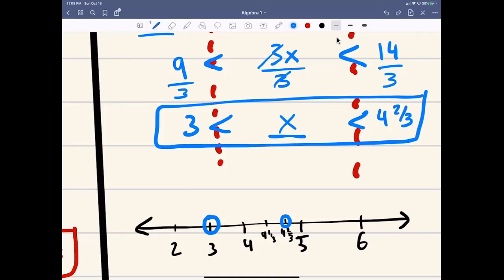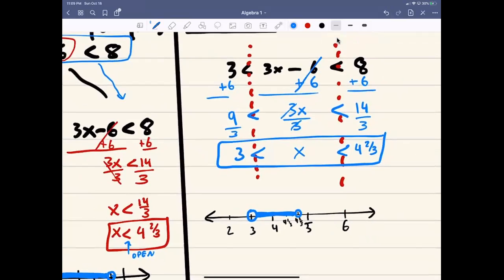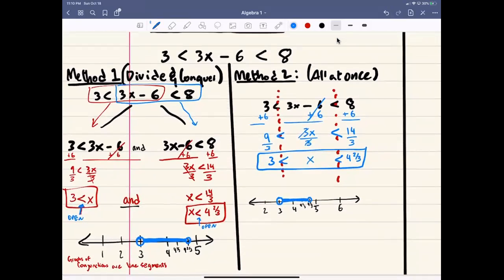So because our x is in between those two numbers, you're going to fill the area between those two numbers, and that's our graph. And you're going to notice it's going to be the exact same graph here and here. So ta-da! That's why we can say you can use either method you want, whichever method you want. And that's pretty much it for conjunctions.